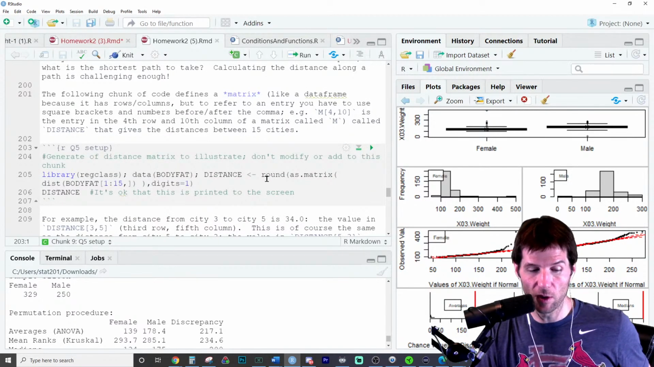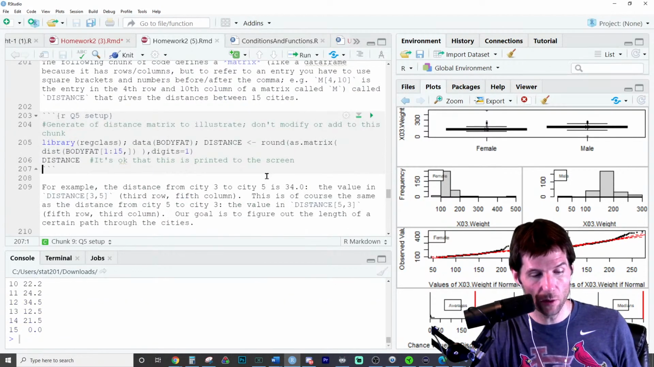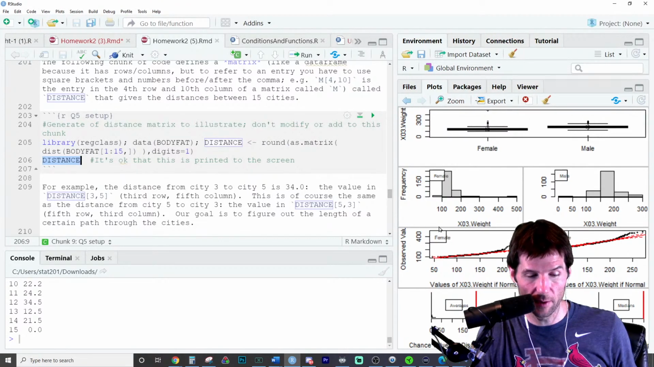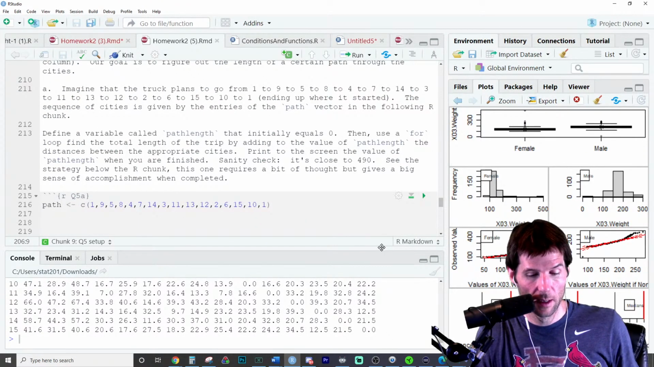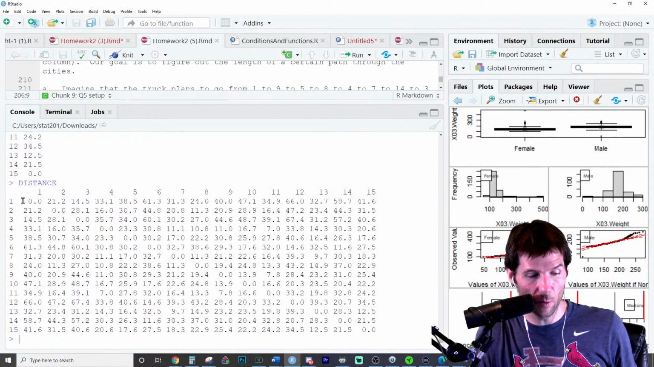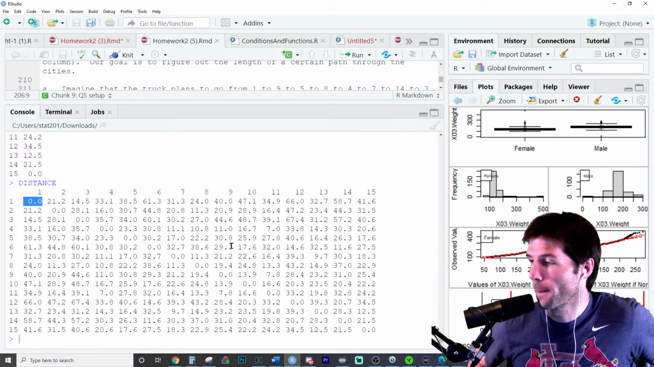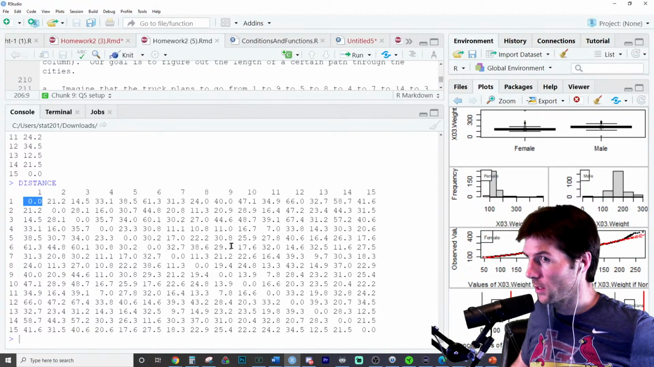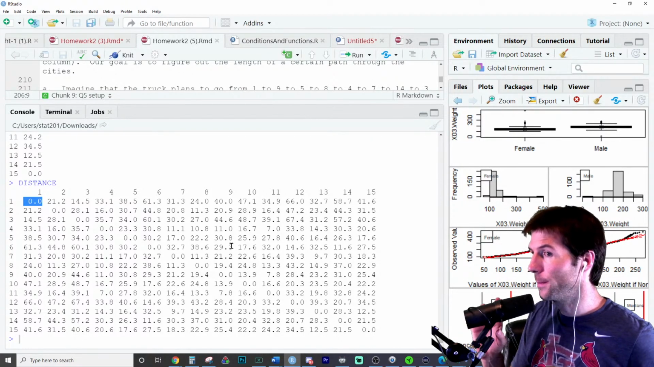So when you look at this distance matrix right here, let me get a little bit bigger so we don't get it scrolling through the screen. You can see right here the distance is 0. Think about this. Why is there a distance of 0 between city 1 and city 1?